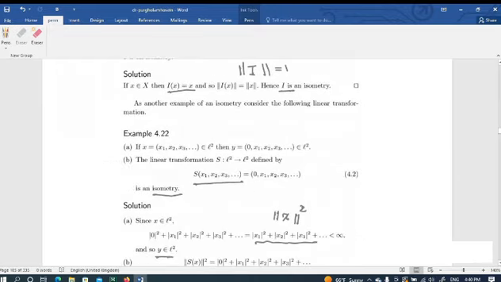Another example: if x is a sequence in L power 2 and y is such a sequence, when we shift or transfer x1 to the second place and x2 to the third place, and so on, y will be in L power 2. Then the linear transformation S from L2 to L2 defined by this definition is an isometry. We call this linear transformation the shift operator.